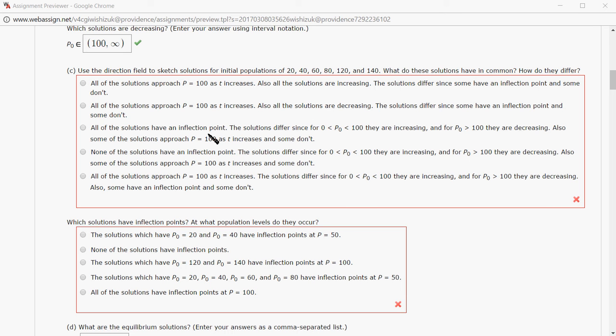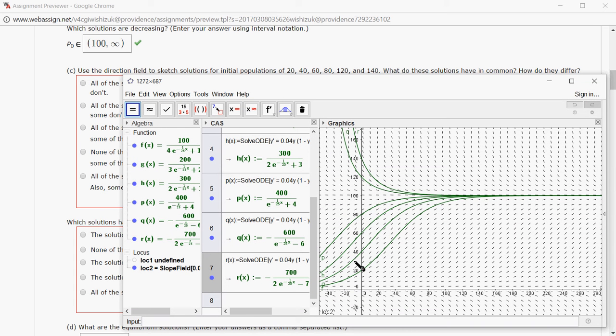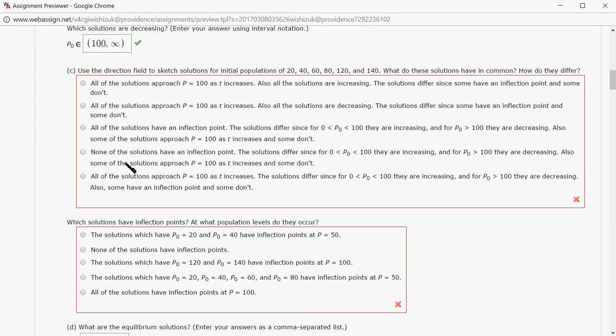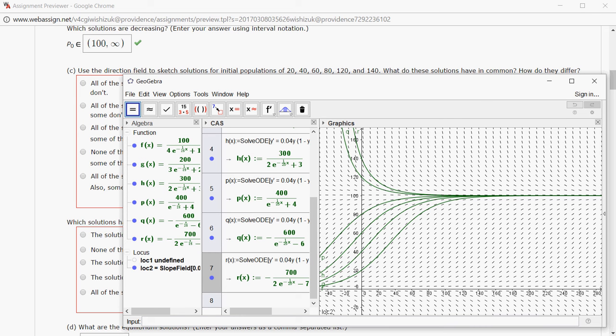All the solutions have an inflection point. That's not quite true here. There's no inflection point here, but here there's a change in concavity. These have an inflection point, so that's not true. None of these solutions have inflection points, so that's not true. So it's got to be this one. All of the solutions approach P equals 100 as t increases, and the solutions differ: for P0 between 0 and 100, they're increasing; for P0 greater than 100, they're decreasing. Looks like it. Decreasing here, increasing here.